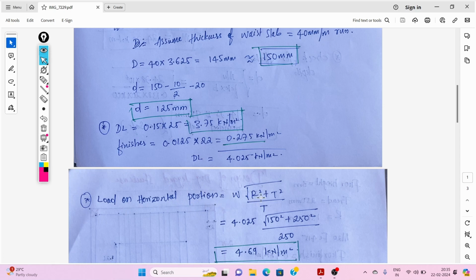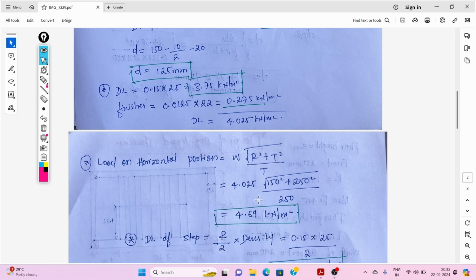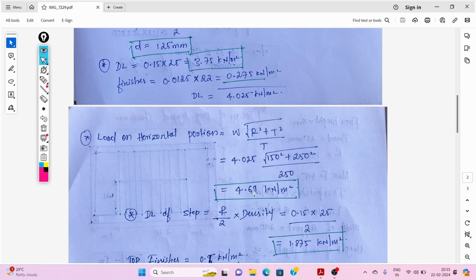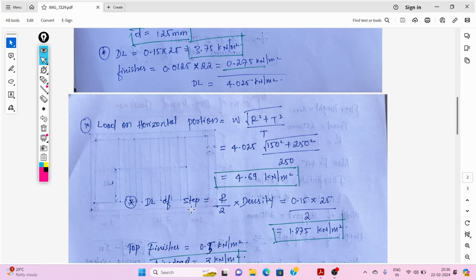W is equal to the root of R square, meaning riser square plus thread square, divided by T, the thread. Now we'll get this load: 4.025 under root 150 square plus 250 square divided by 250. We'll get the load on the horizontal portion as 4.69 kilonewton per meter square. Okay. Now the dead load of step.